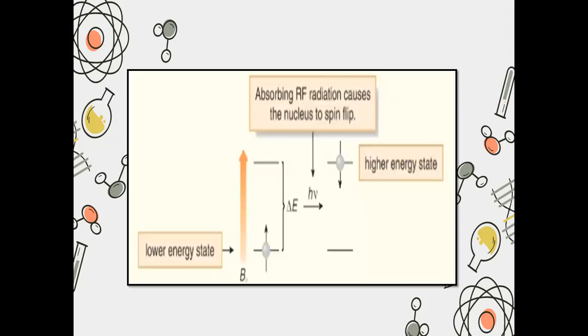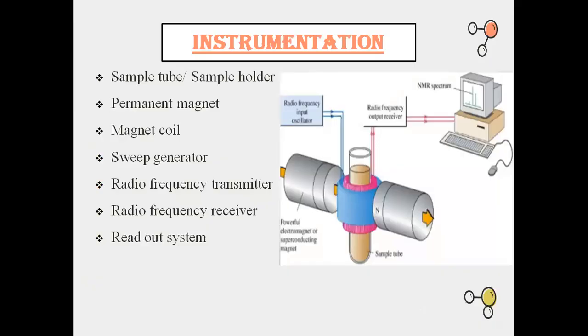In this diagram, you can see proton is in lower energy state, then it absorbs energy and causes the nucleus to flip its spin. And when it goes into high energy state, it will stay for some time here. And when it comes back to its lower energy state, again, it will change its orientation because of losing the energy that it has absorbed before.